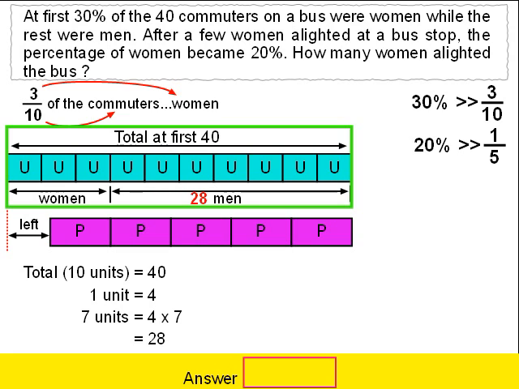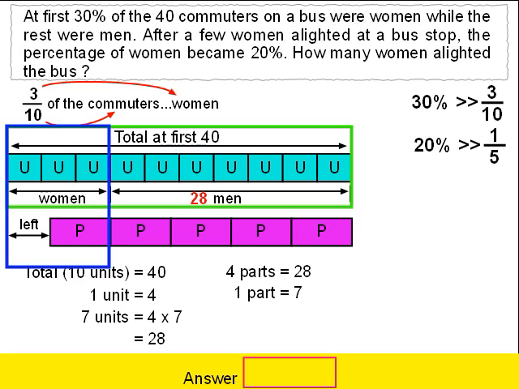So apparently 7 units is equivalent to 4 parts. So 4 parts is equal to 28. Alright, if 4 parts is 28, therefore 1 part will be 7. Okay, now we look at the other model here.